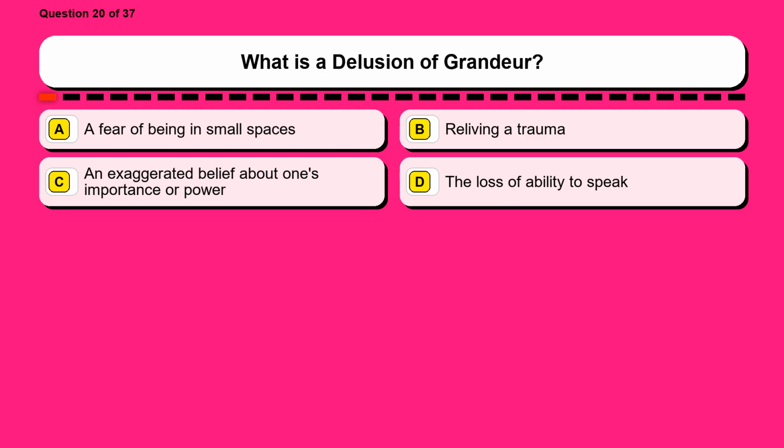Question 20. What is a delusion of grandeur? Option A. A fear of being in small spaces. Option B. Reliving a trauma. Option C. An exaggerated belief about one's importance or power. Option D. The loss of ability to speak.